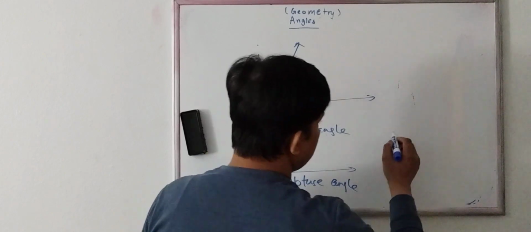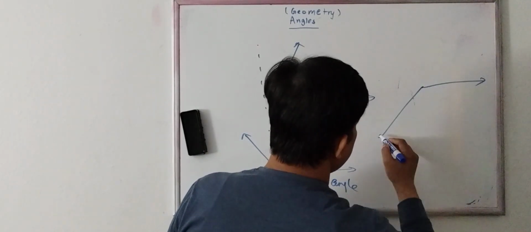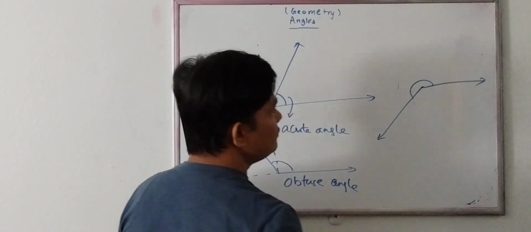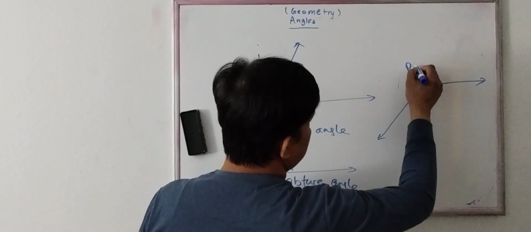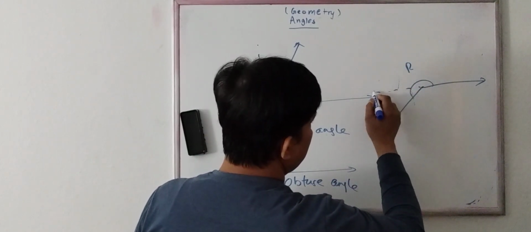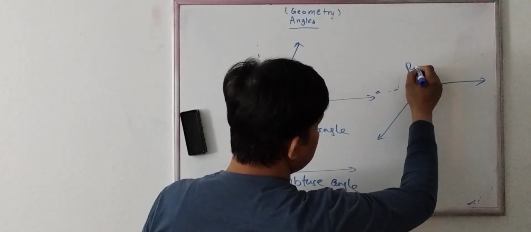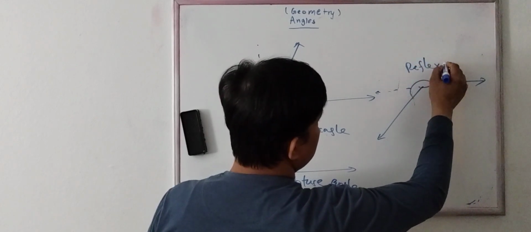And another example could be this one. So I can ask you, what is this angle? So the straight angle is here, 180 degree, but this is more than 180. And this is not a full circle, so it is a reflex angle.